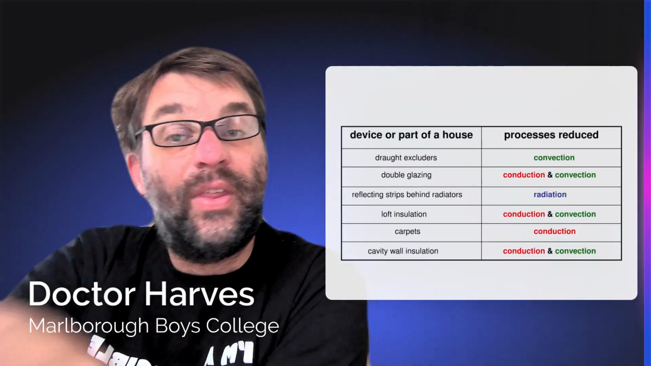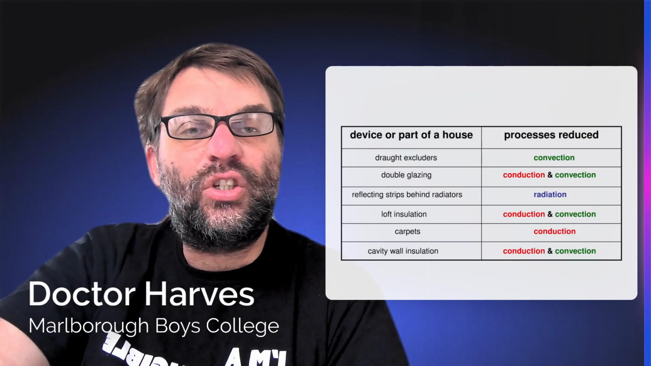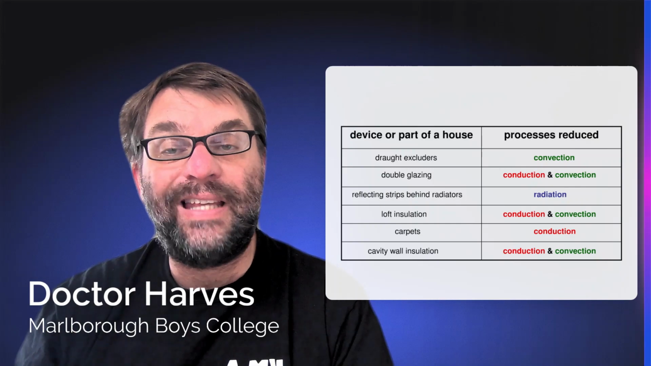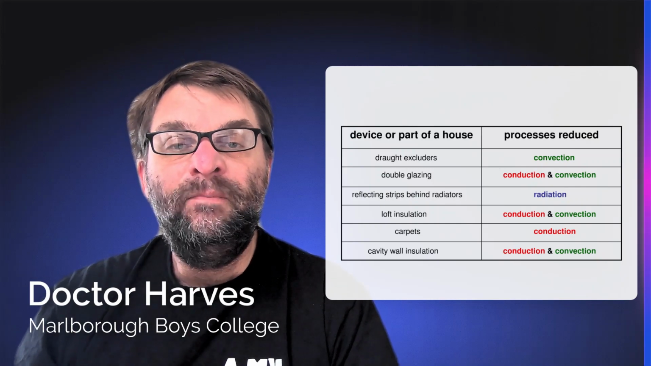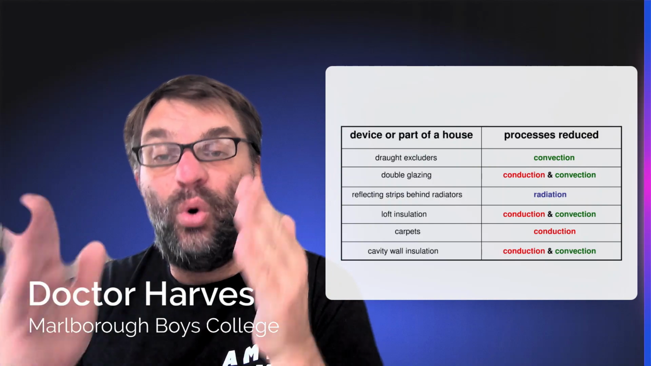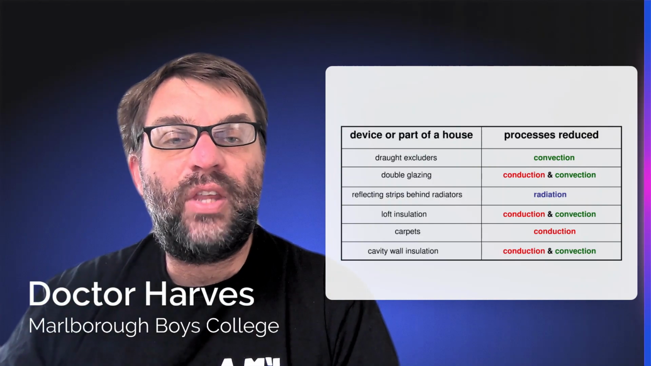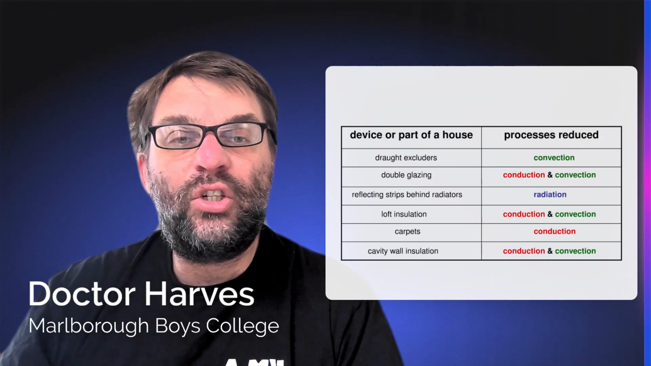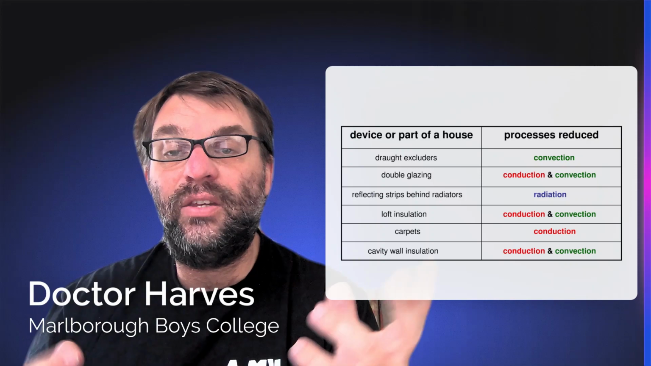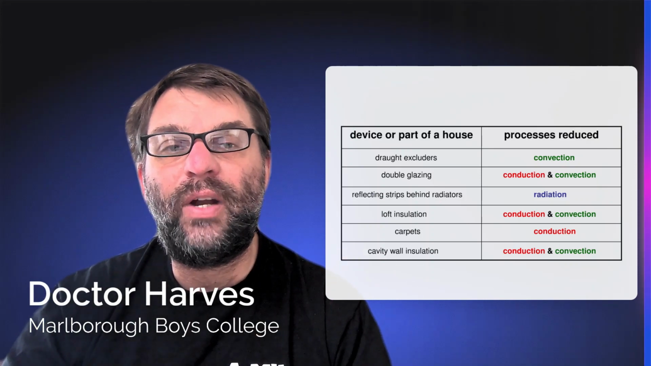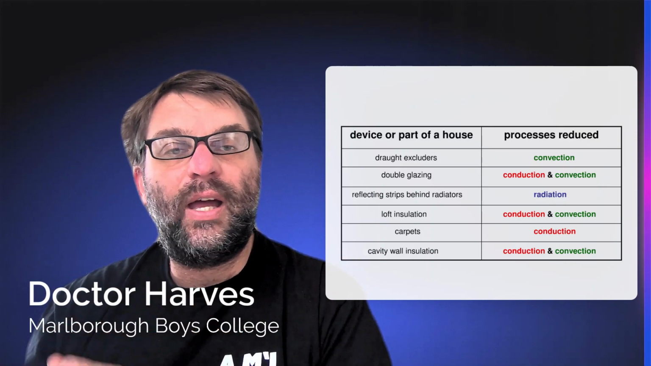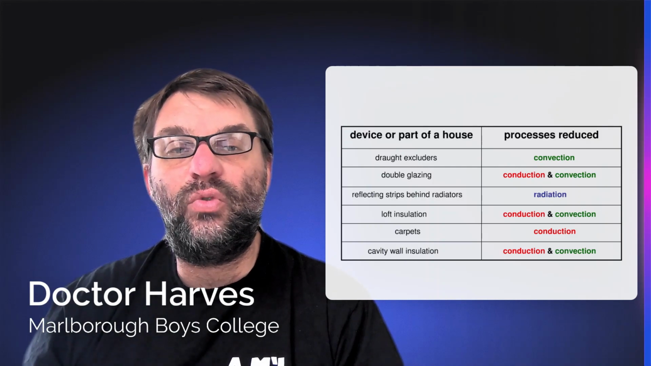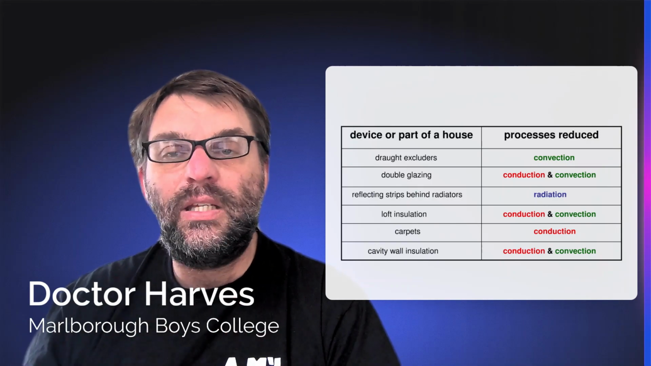So going back to the house example, draft excluders basically don't allow convection currents to occur, so there's less heat transfer by convection. The double glazing, because there's a vacuum or air between the two glass layers, means that conduction and convection heat transfer is reduced. Reflecting strips behind the radiators are reflecting back the heat energy by radiation, so that's going to reduce radiation heat transfer. Loft insulation, again, conduction and convection is reduced because the loft material is an insulator.